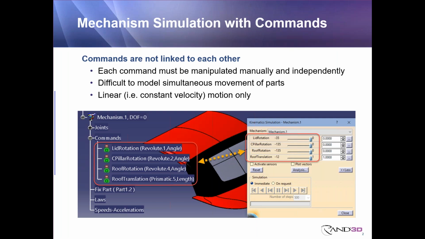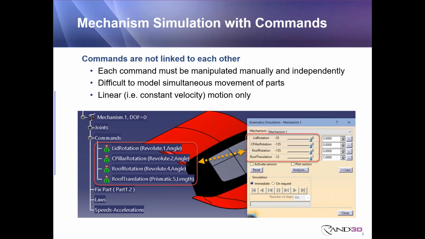Using this option is very difficult, next to impossible, to model simultaneous movement of parts. And also, if you use a simulation on request, the only type of motion you can simulate is constant velocity, linear motion. That's about it. So what's the solution?